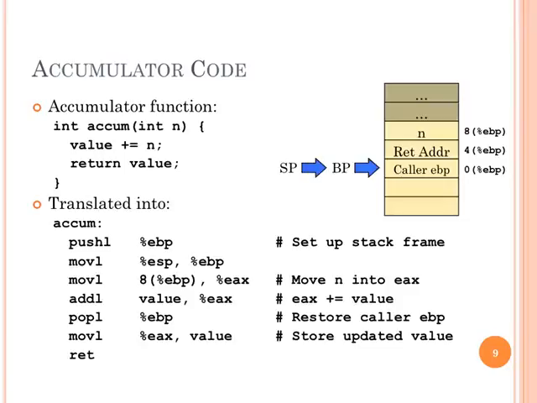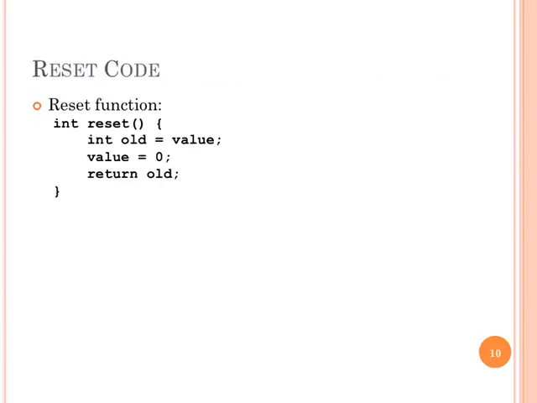So that's accum. That one was the easy one. Oh yeah, so I had a picture of a stack. That might have been helpful. Yeah, so remember, caller EBP is always at 0(EBP), if you will. And then 4(EBP) is going to be the return address, and then 8(EBP) is the first argument. Okay, let's see the reset function.